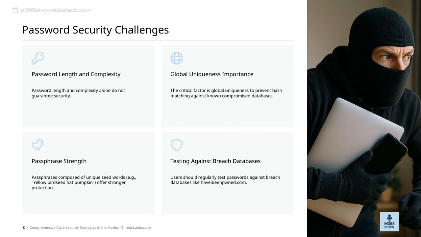And finally, it's a common misconception that just making passwords longer or more complex guarantees security. While these elements are important, they're not enough on their own. The overall goal is to create passwords that are both strong and unique, complementing other security measures. This way, we can better protect ourselves in this ever-evolving cyber threat landscape.